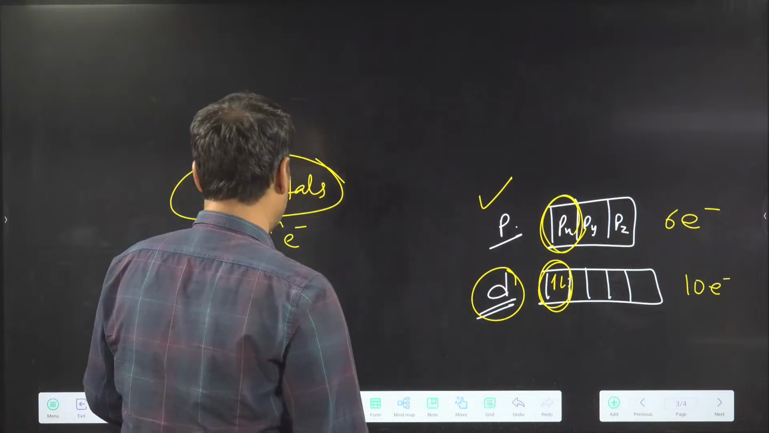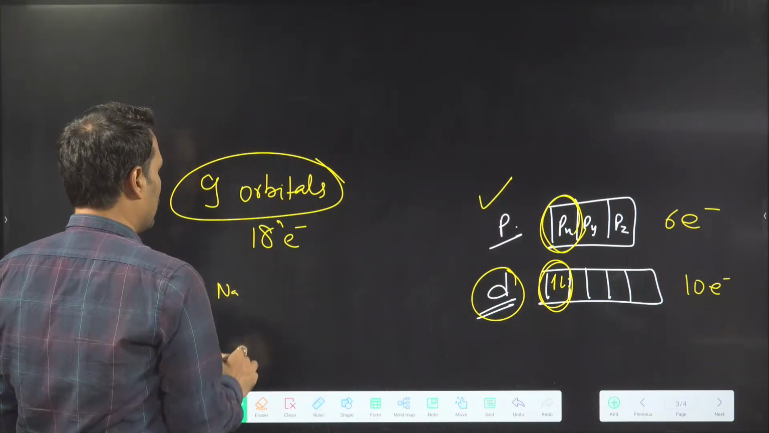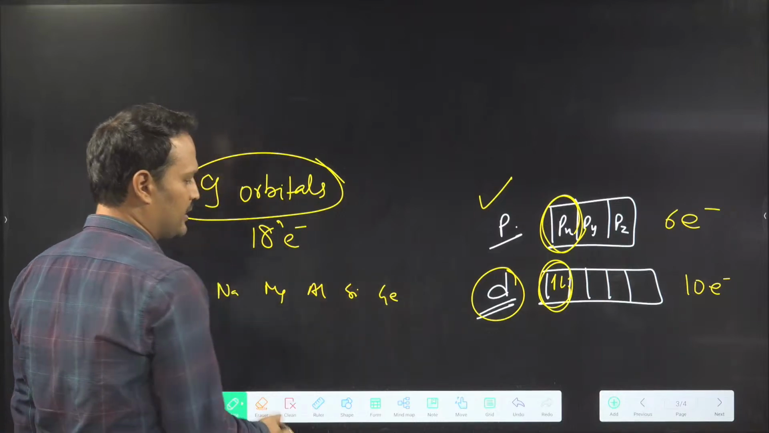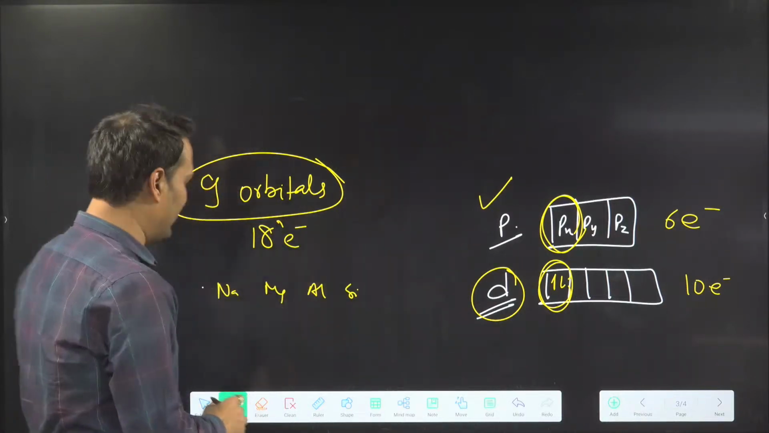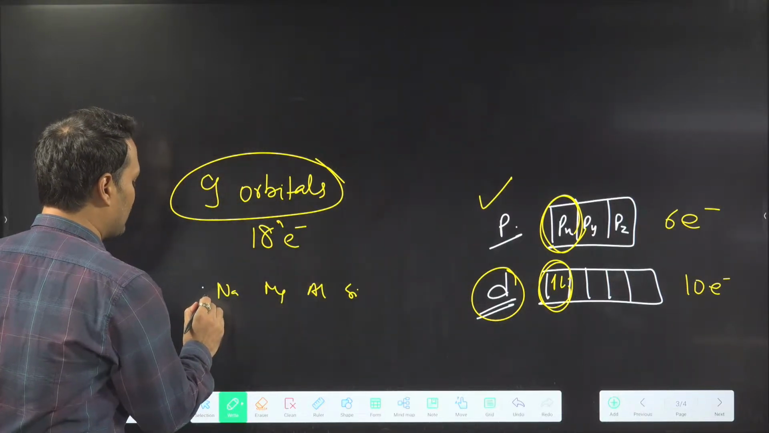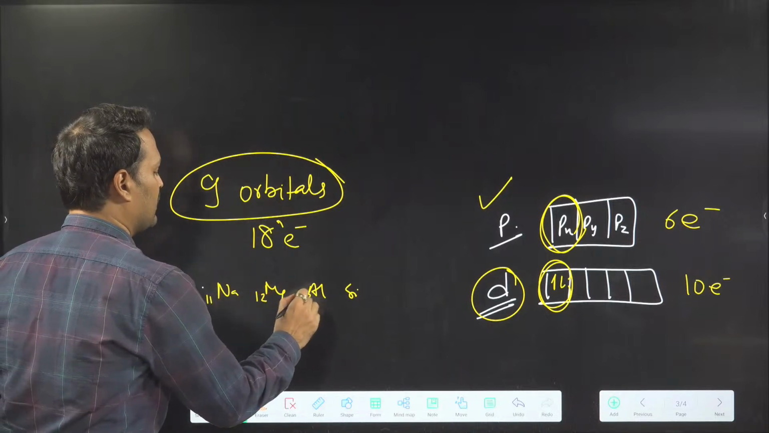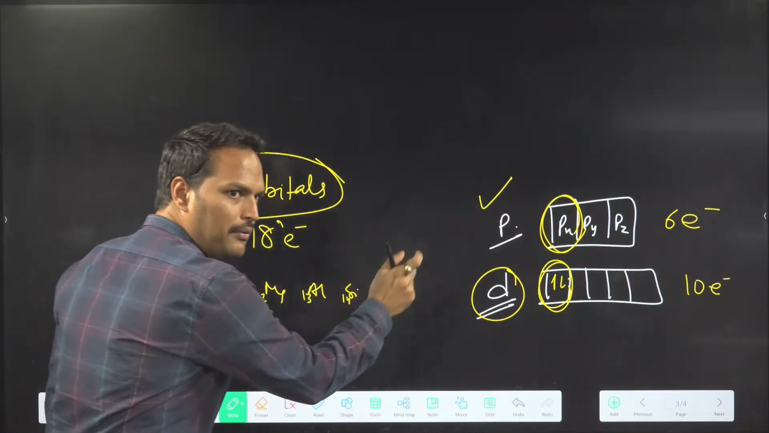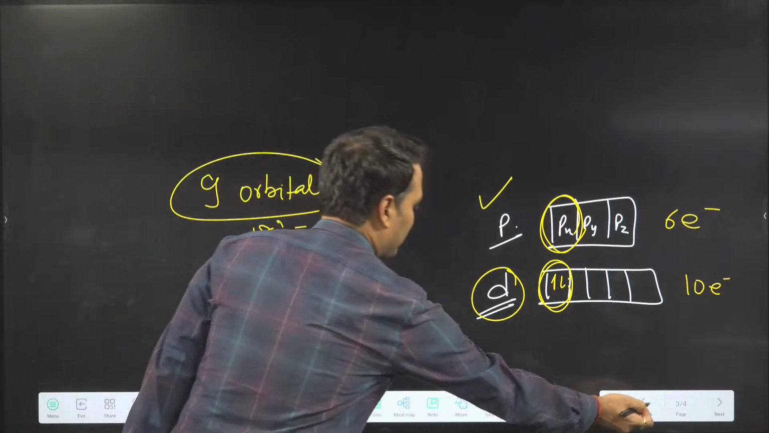Now see what I'm going to say. When you are going in a period, like suppose you are going sodium, magnesium, aluminium, silicon, like this. So what you say? How many electrons here? 11. Here 12. Here 13. Here 14. So you are putting one electron extra. ठीक है ना?